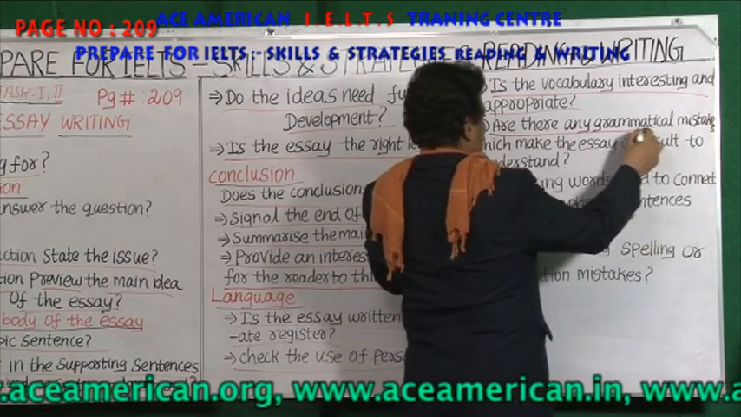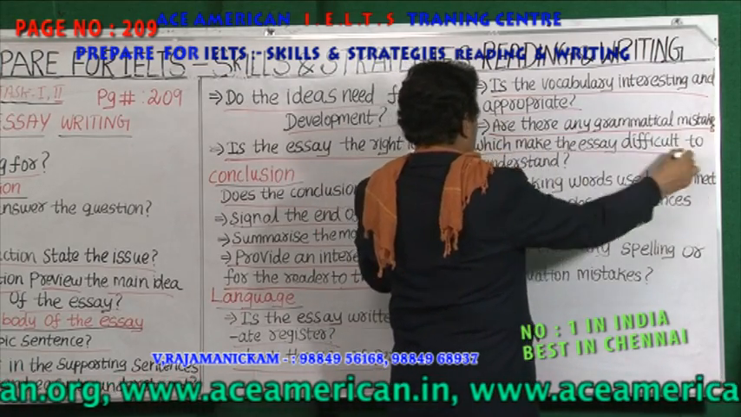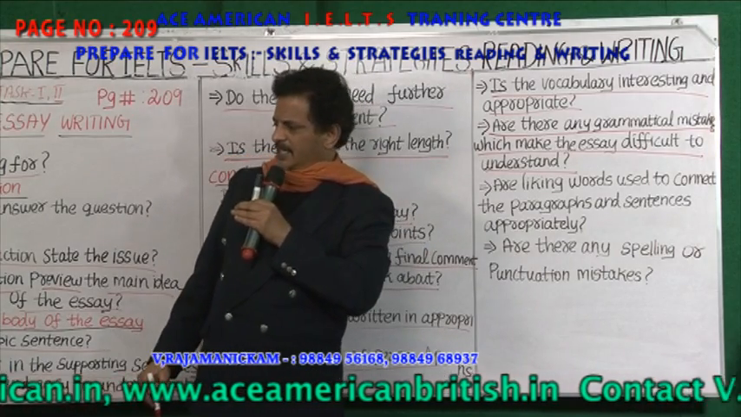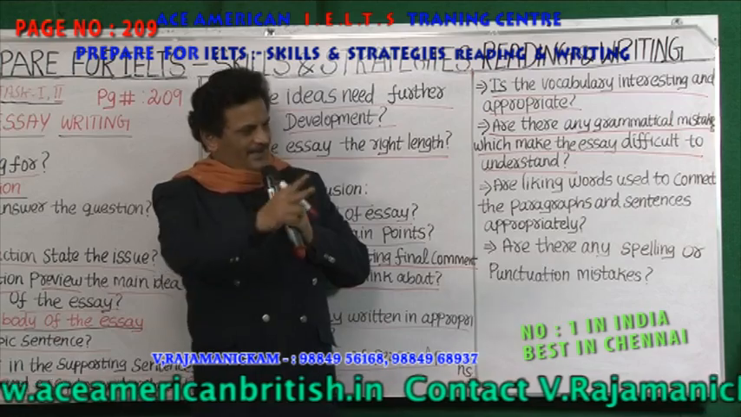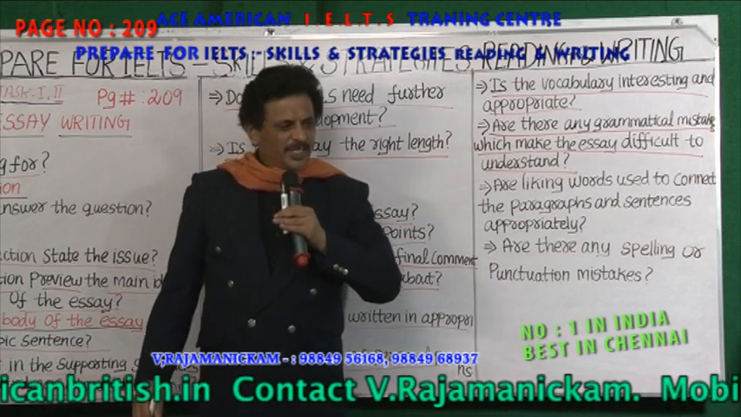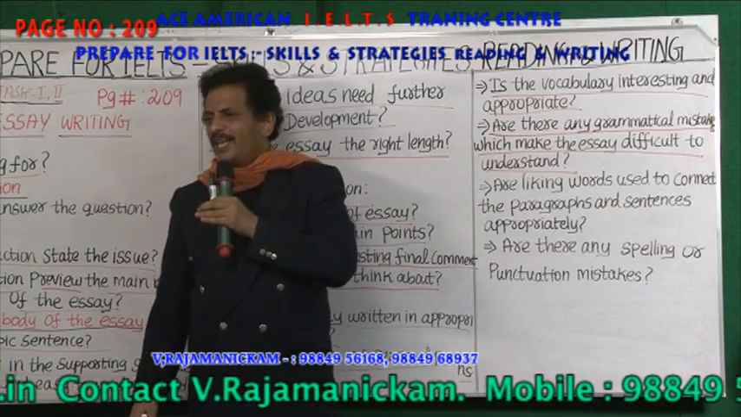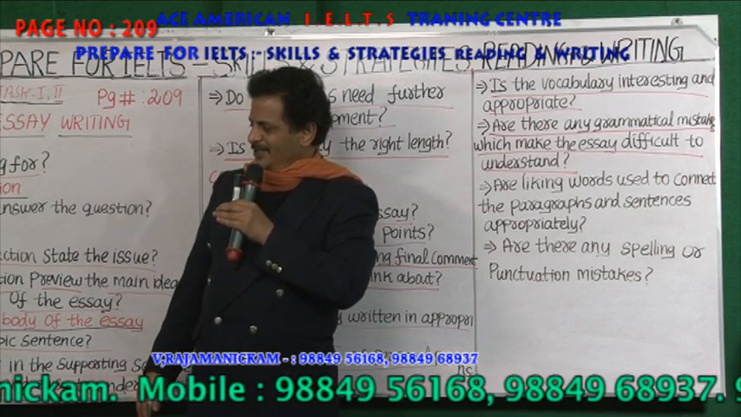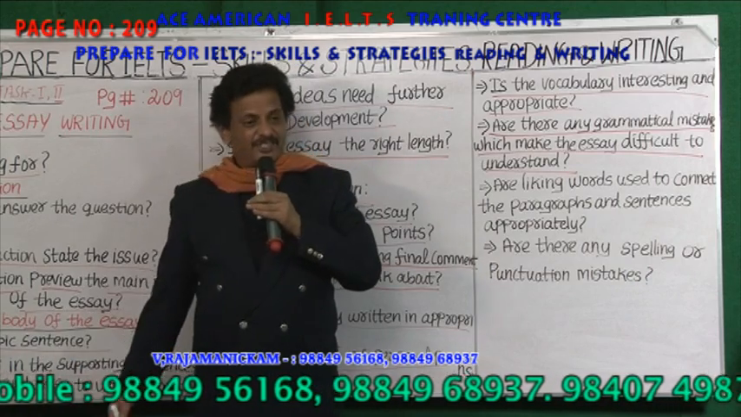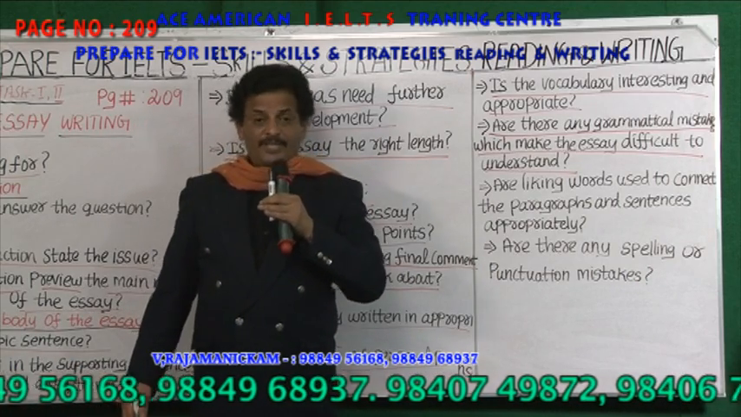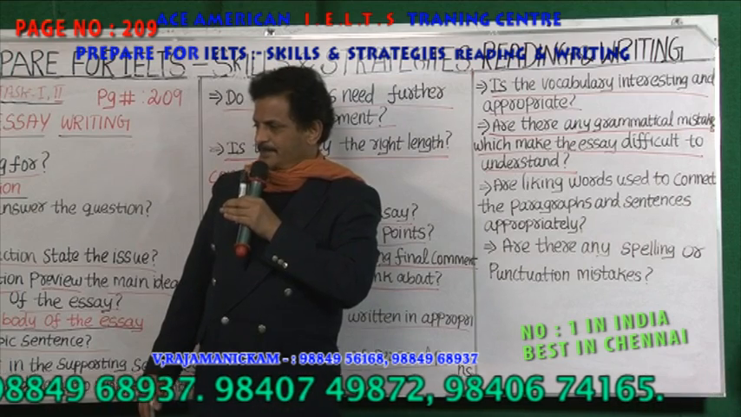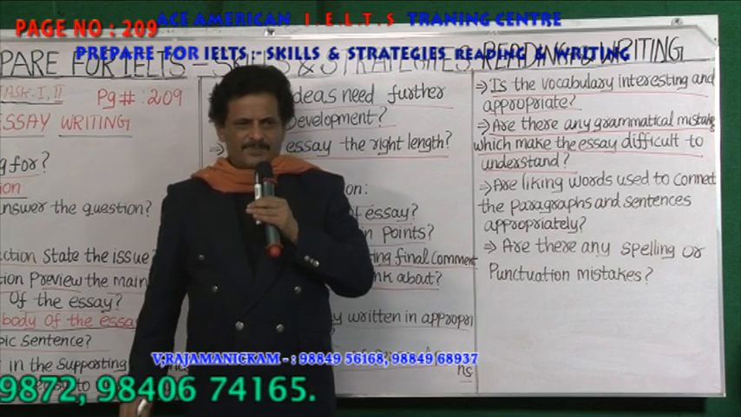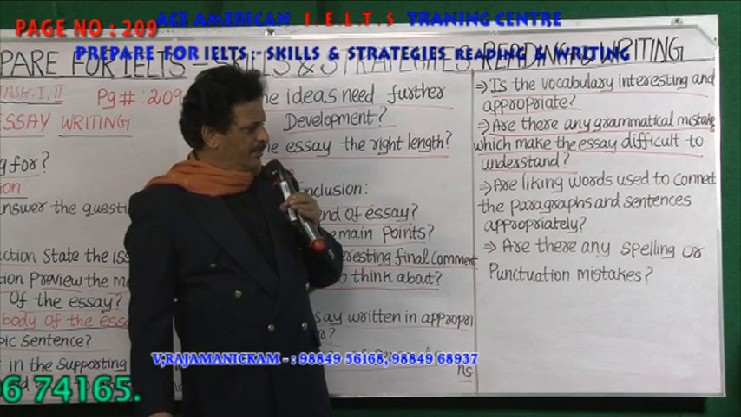Are there any grammatical mistakes which make the essay difficult to understand? Next you have to check whether you are making any grammatical mistakes. Grammatical mistakes means what? Noun and verb combination. For they, you have to use are, not is. For he, you use drives, not drive. For they, you use do and not does. In active and passive too. So the noun and verb combinations, are they written properly?